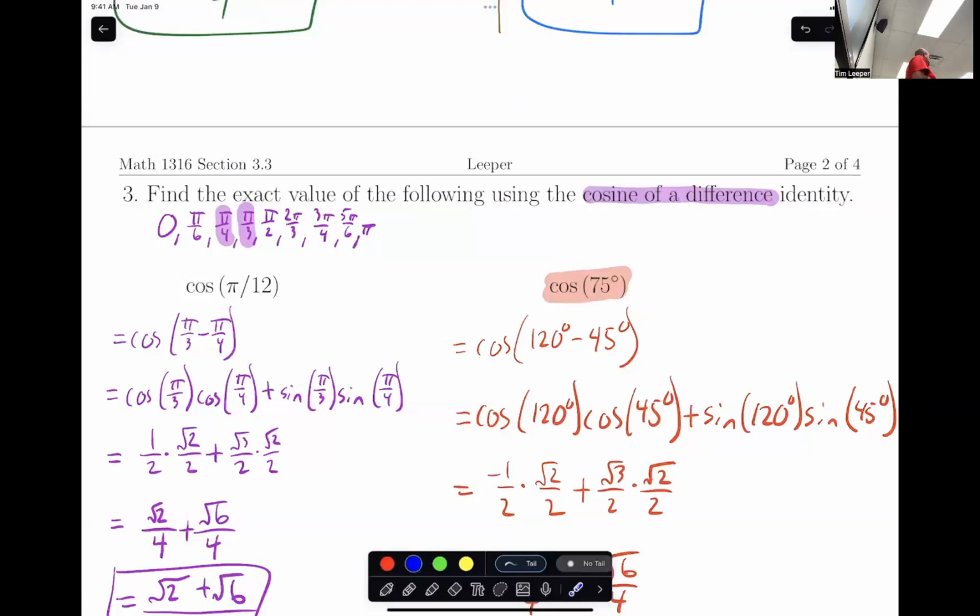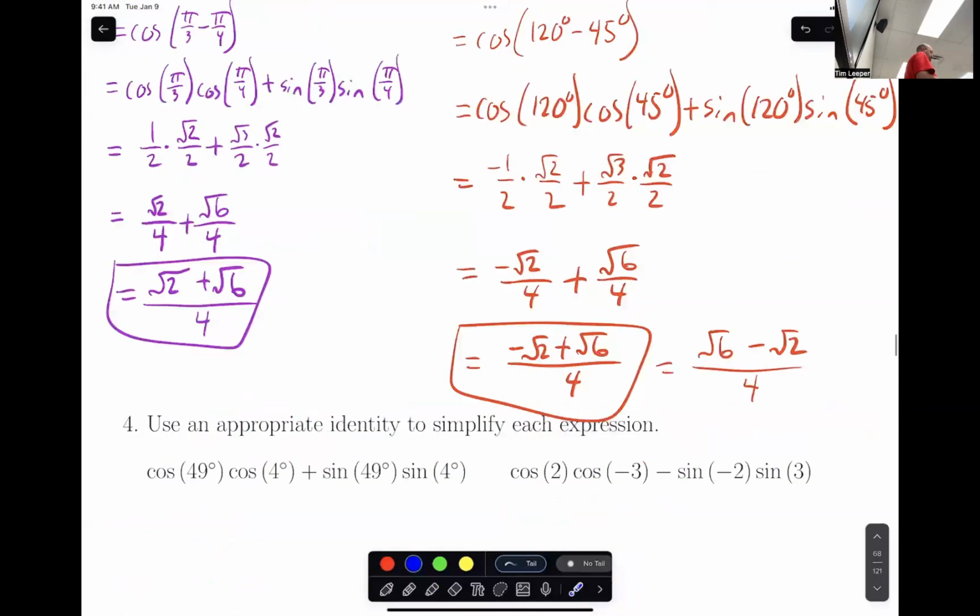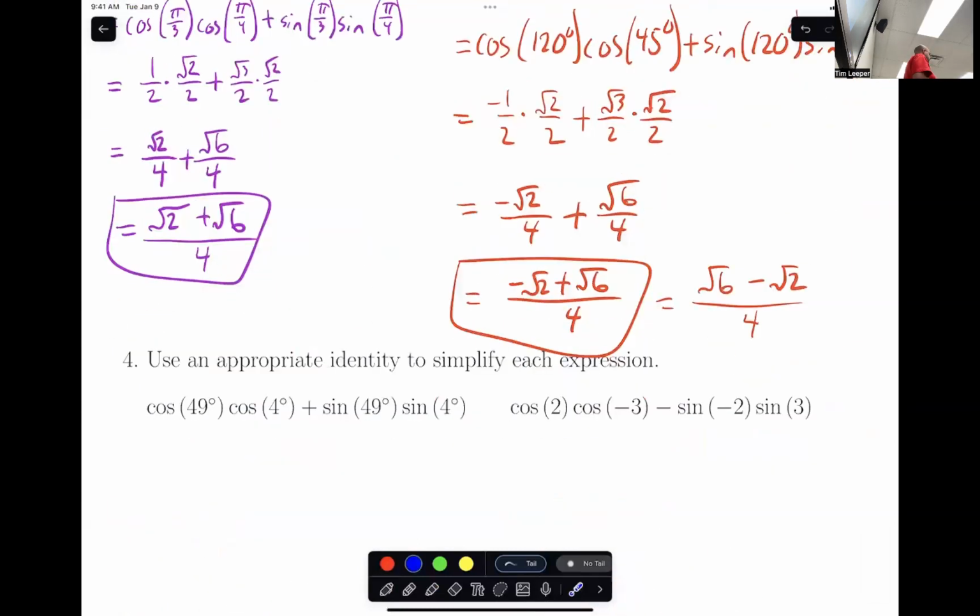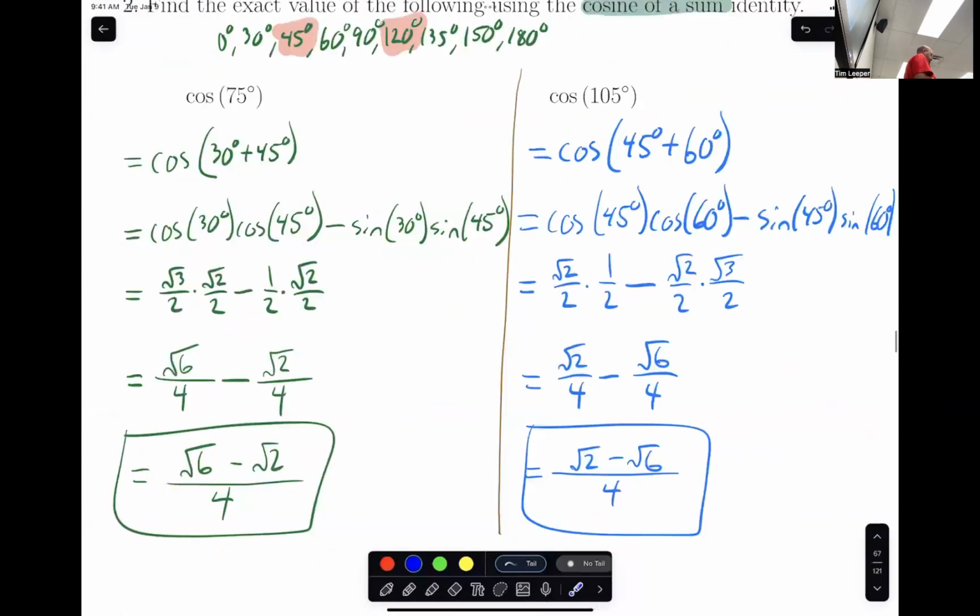So it would be the same answer? Yeah, same answer, same angle, right? Square root of 6 minus square root of 2 all over 4. Same thing. It should be, because if it's not, we've really screwed up somewhere. Otherwise, cosine isn't even a function.